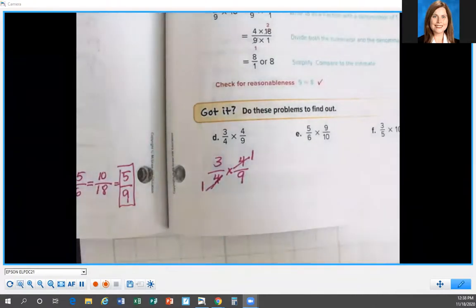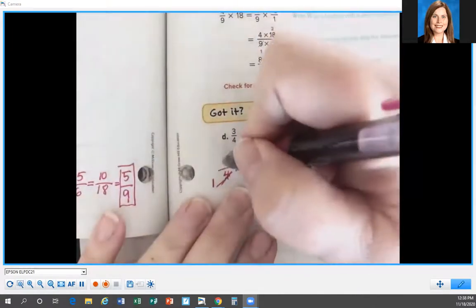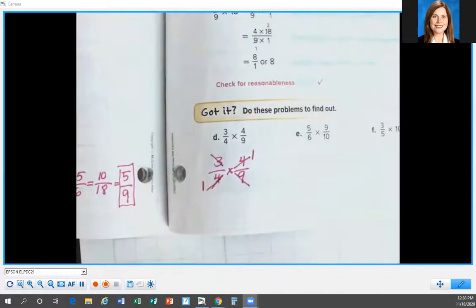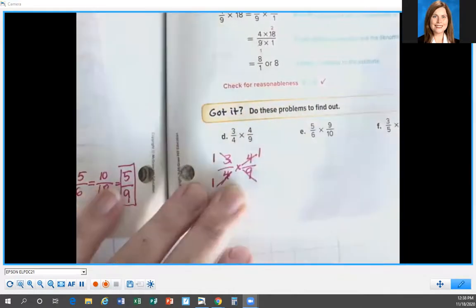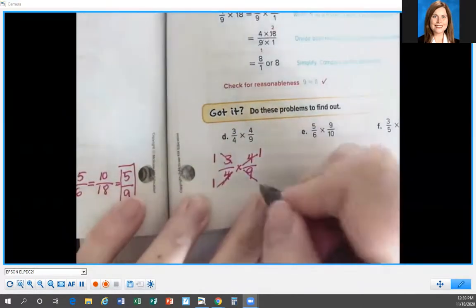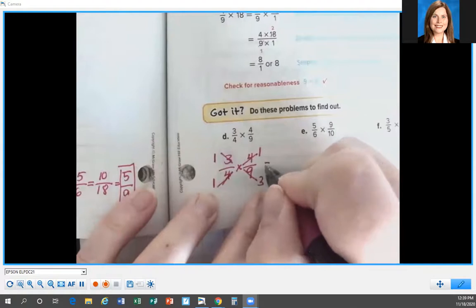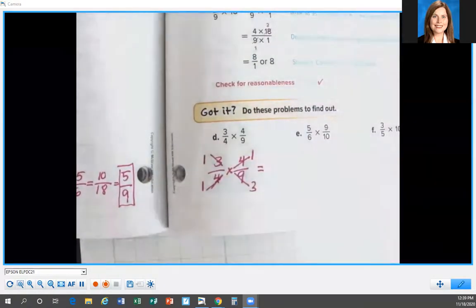3 and 9 are both divisible by 3. 3 divided by 3 is 1. 9 divided by 3 is 3. So my cross canceling is done.